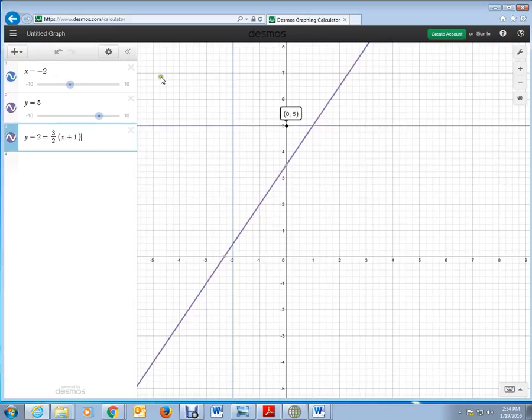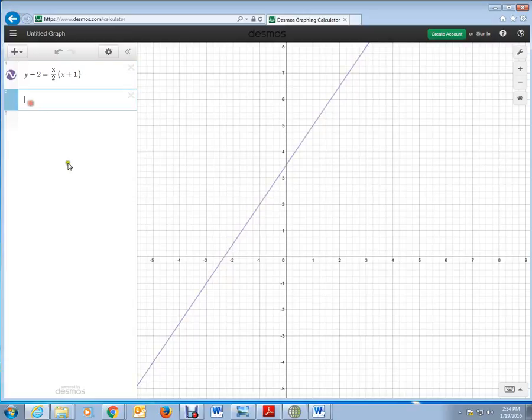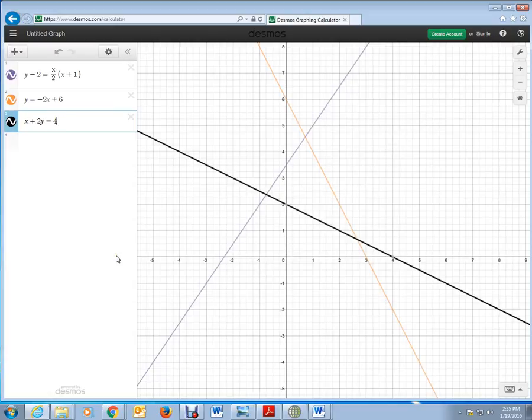So we have slope intercept form, something like y equals negative 2x plus 6. And we also have standard form, like our graph that we did originally, x plus 2y equals 4. And so you'll see that Desmos can graph lines not only very quickly, but in any format whatsoever. That's one of the major advantages to Desmos.